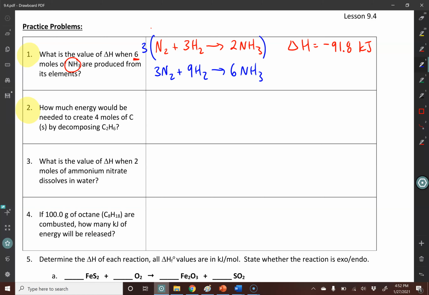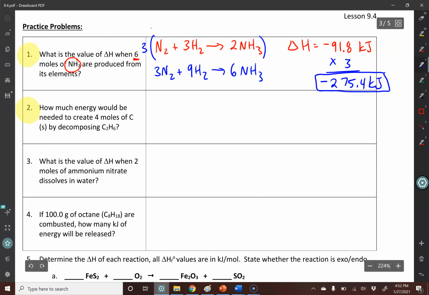Whatever I do to the equation, I've got to do the same thing to delta H. So I can take my negative 91.8 kilojoules, multiply that by 3, and I would come up with a value for delta H of negative 275.4 kilojoules. I'm not going to concern myself too much with the significant figures at this point in the game. Just go ahead and solve the math, and just don't be ridiculous with sig figs.